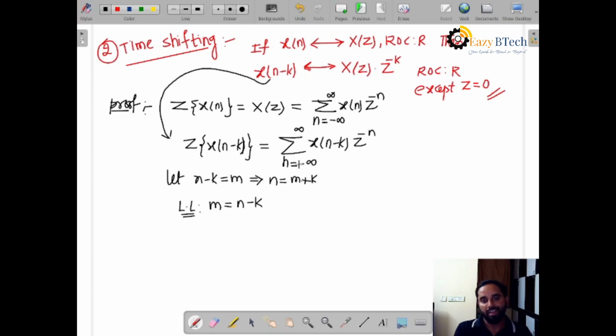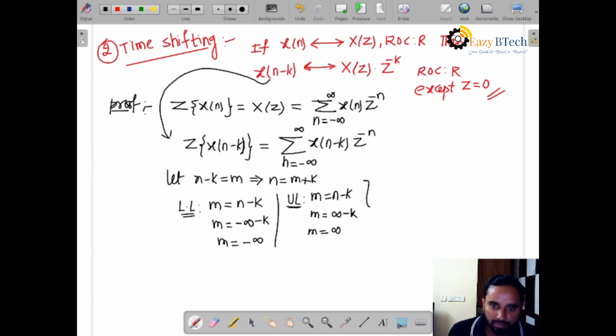So here we have n limits. Lower limit: m is minus infinity minus k, so the lower limit of m is minus infinity. Similarly, the upper limit: m is equal to n minus k, with the upper limit of n being plus infinity minus k. This will be plus infinity. So all these we are going to substitute in this summation.